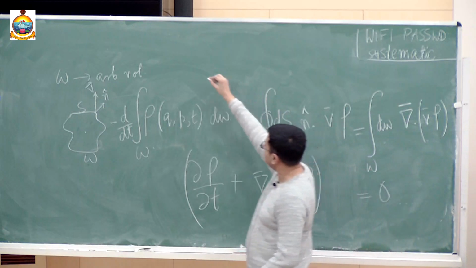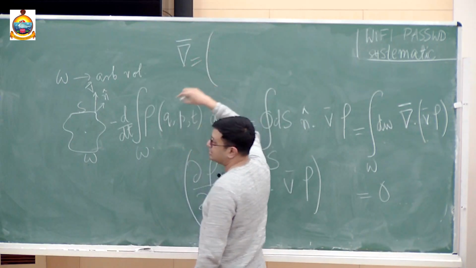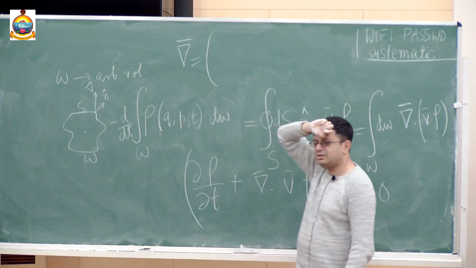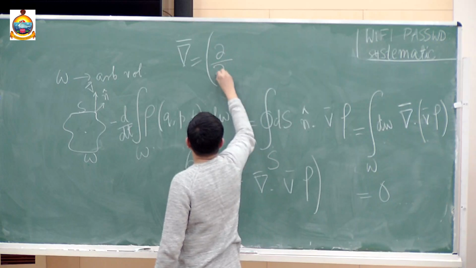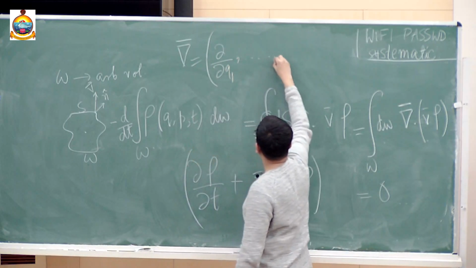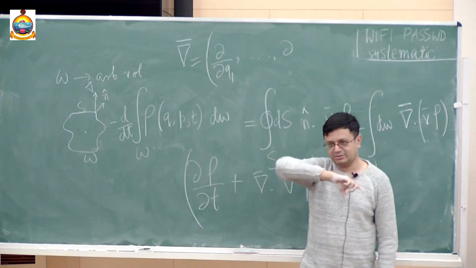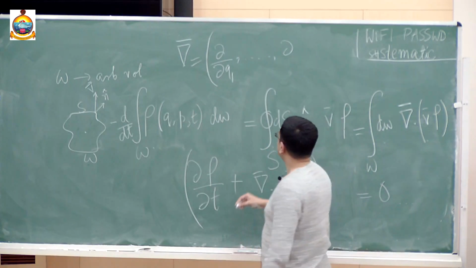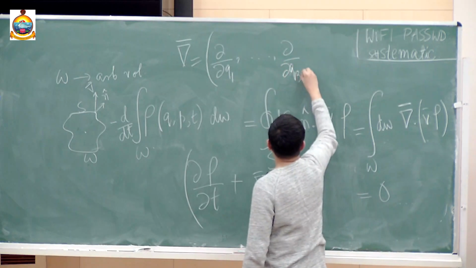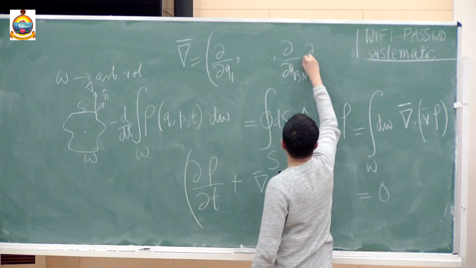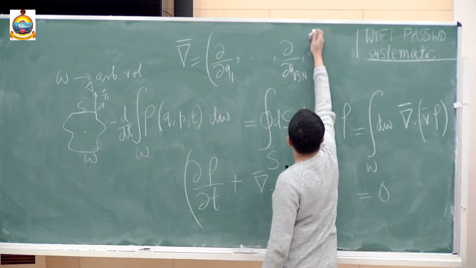By the way, can somebody tell me how this divergence operator is defined in this 6n dimensional space? There will be del q1 up to... this is going to be a 6n dimensional vector, or a column matrix. So del q1 up to del q3n, and then del p's. These are the different components. That's why I put a comma there.